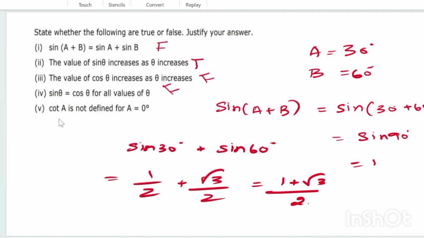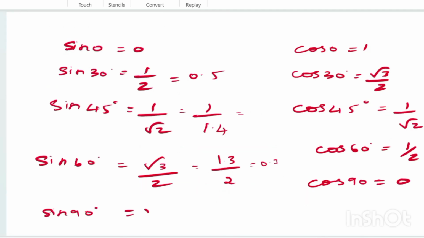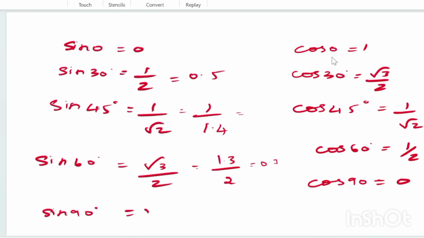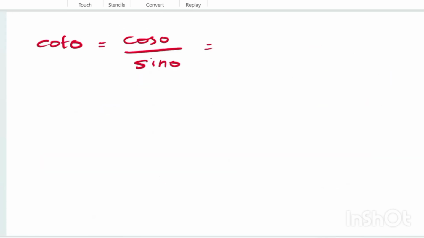Next, what is given? Cot theta is not defined for A is equal to 0 degrees. They have told us that cot 0 is not defined. So what is cot 0? It's actually cos 0 by sin 0. What is cos 0? Just check here. Cos 0 is 1 and sin 0 is 0. So it is equal to 1 by 0. Anything divided by 0 is not defined. Okay, so this statement is true.